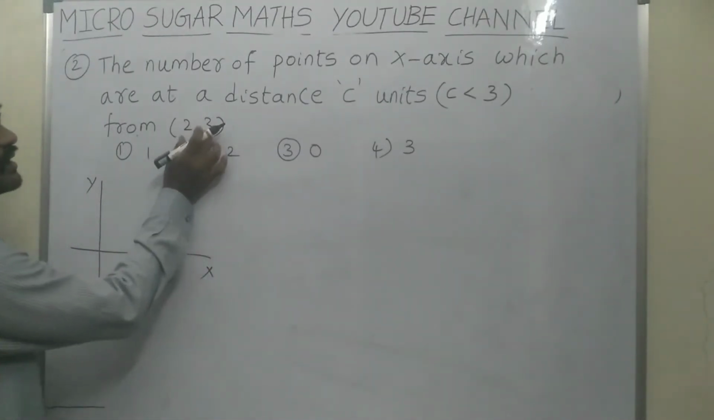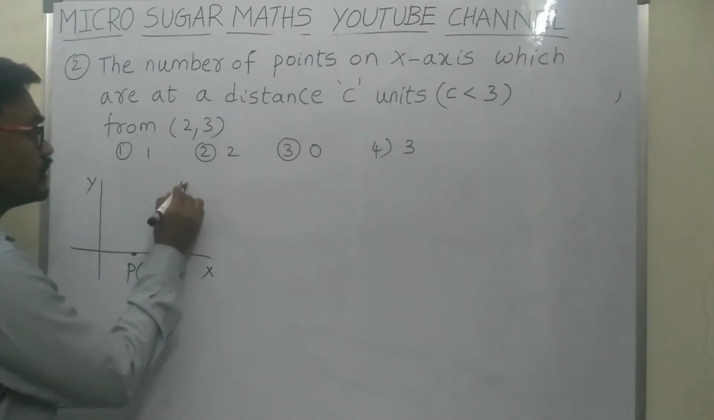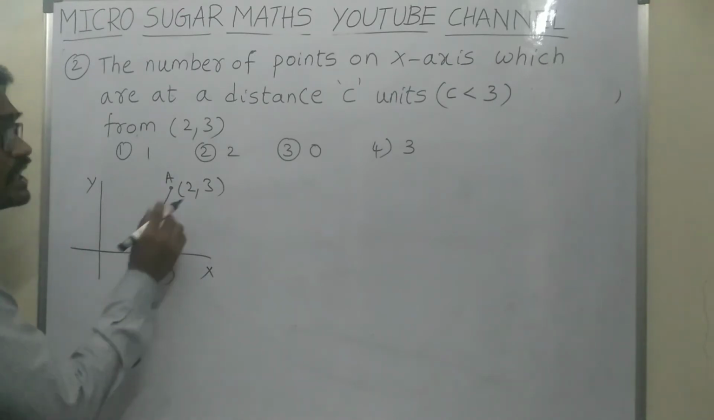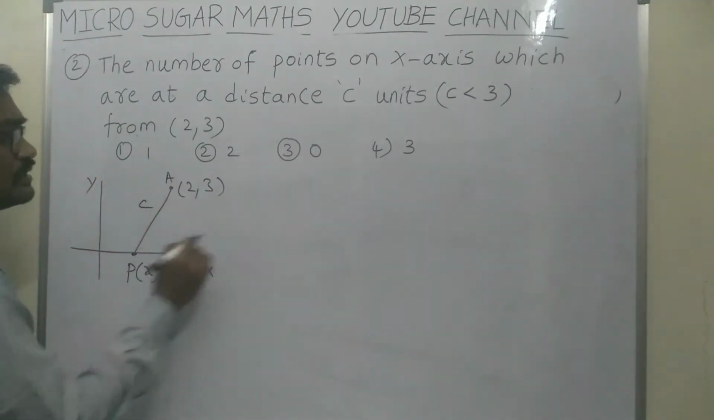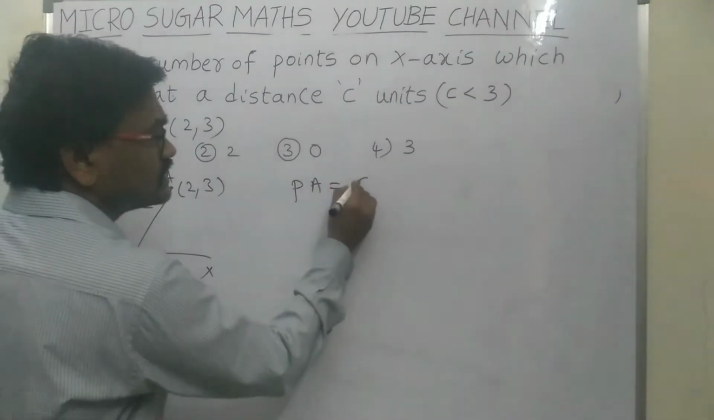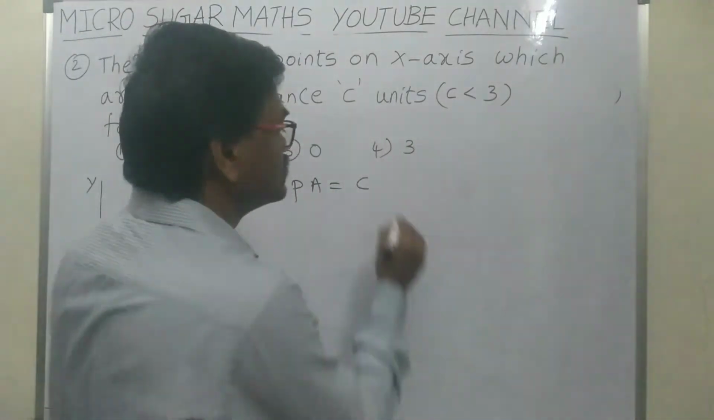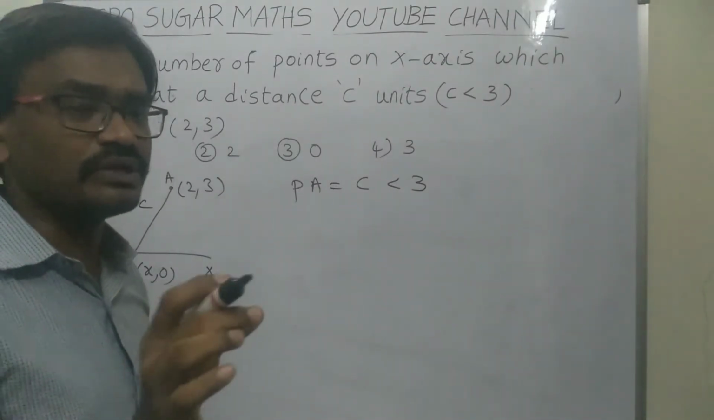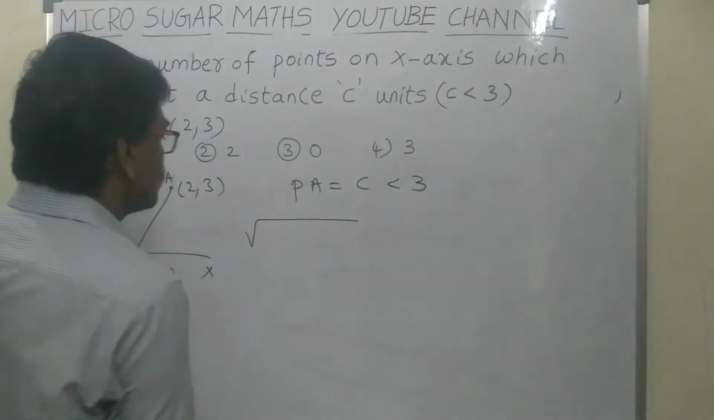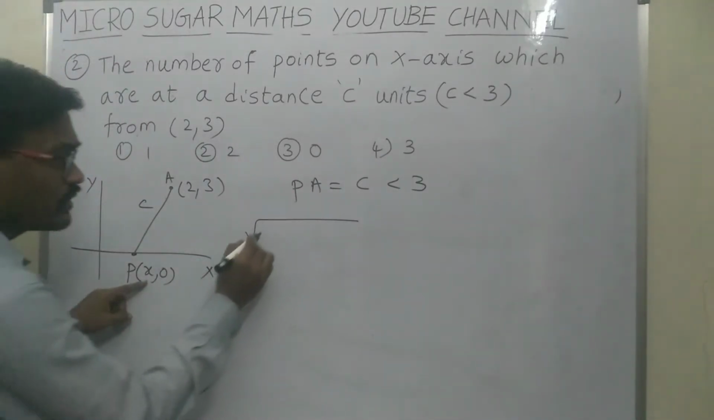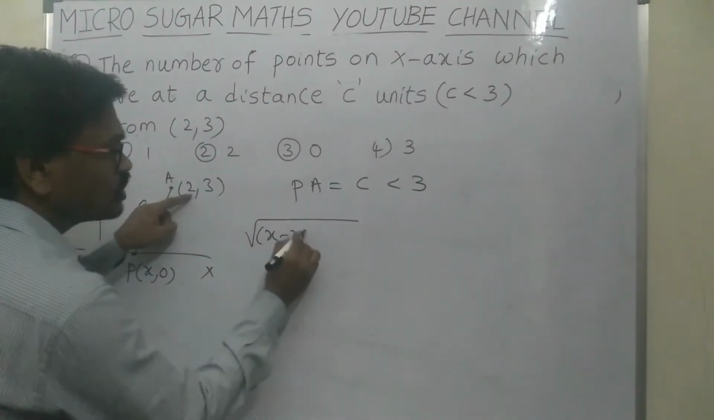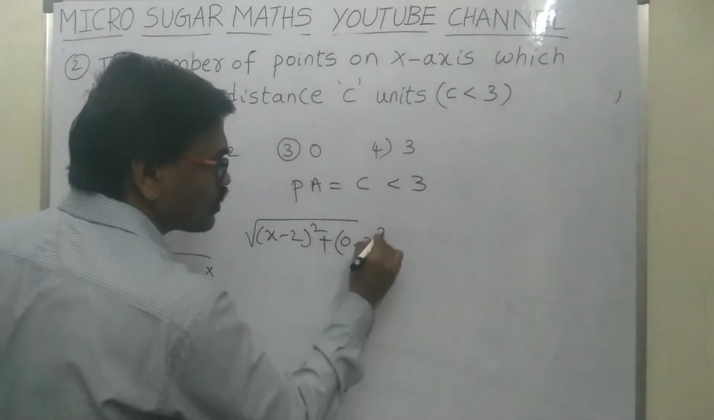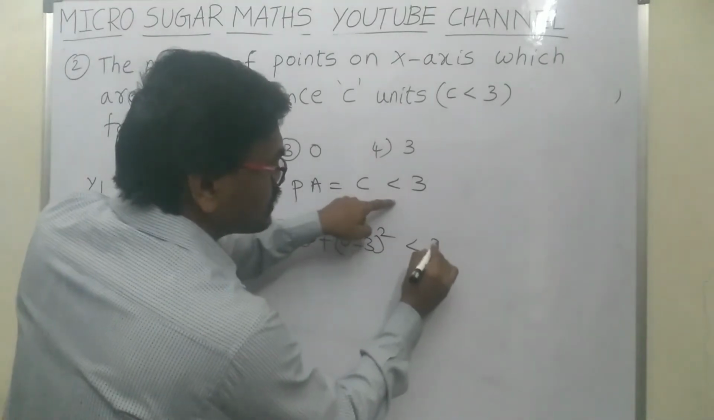Now, students, (2, 3) lies in the first quadrant. Let (2, 3) be point A. Now, it is given that PA length is C. Therefore, PA length is C, students. What is the C condition? C is less than 3. Find out the PA length using distance between 2 points. Square root of (x minus 2) whole square, plus (0 minus 3) whole square is less than 3, students.